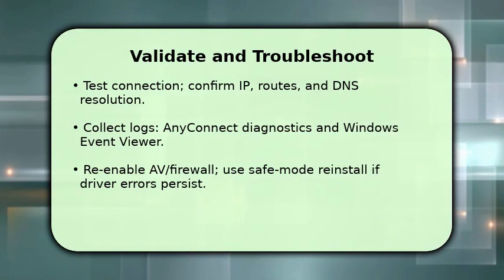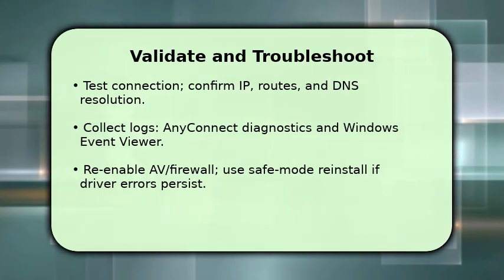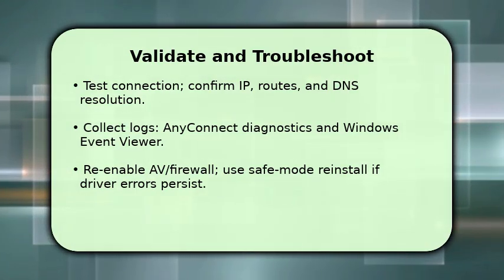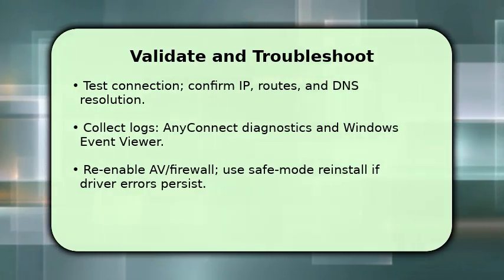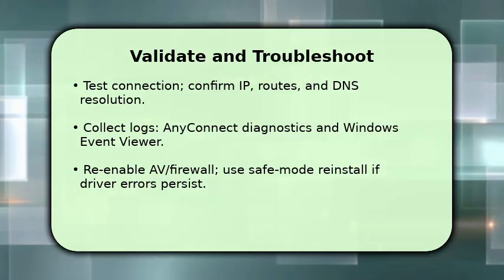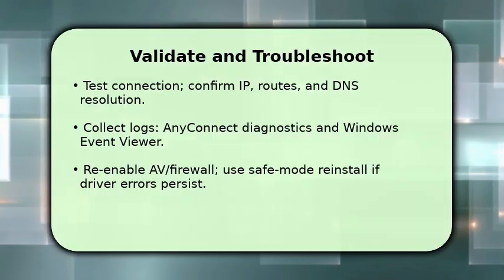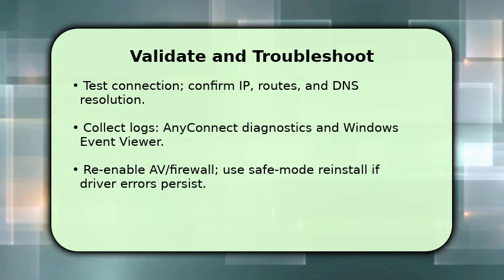You finish by validating the connection. Confirm you received the VPN IP, check route table and DNS resolution to ensure traffic flows through the tunnel. If it fails, collect AnyConnect diagnostics and Windows Event Viewer logs to identify certificate, driver, or ACL errors. Re-enable antivirus and firewall and test again. Sometimes security software blocks VPN adapters.